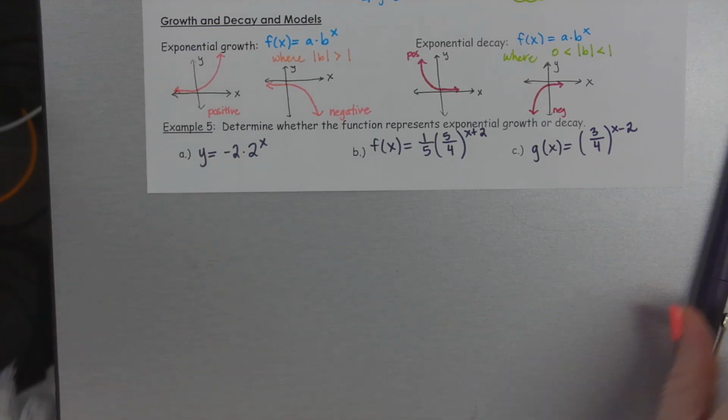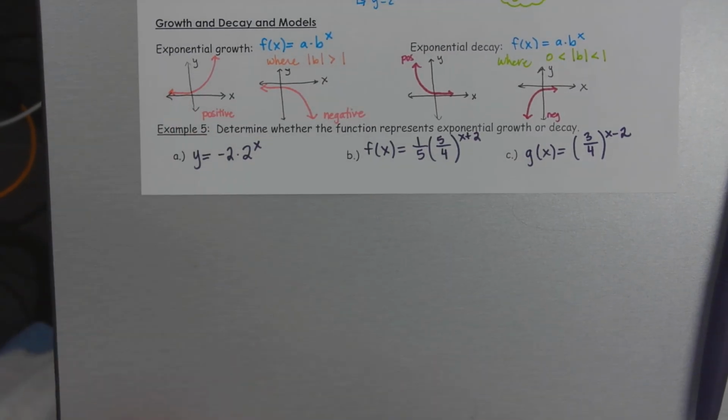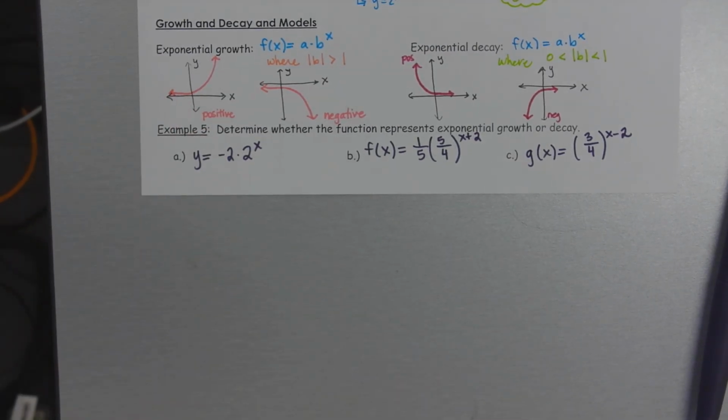Okay, so I want you to do this without graphing. So the first thing I would do is see if you can identify what your base is. If you can find your base, then you should be able to say if it's growth or decay. If all you can do is label what your base is for each, then do that. So I want you to say what B is for each. What's your base?